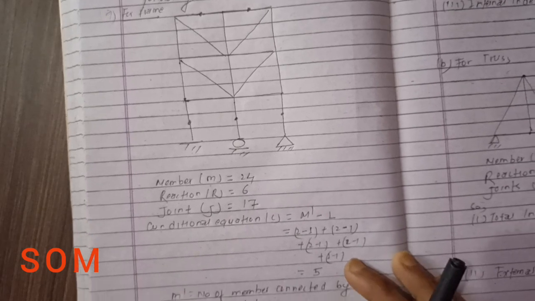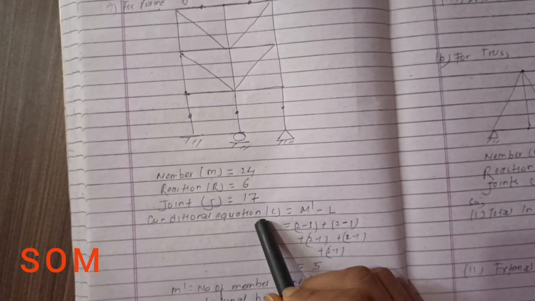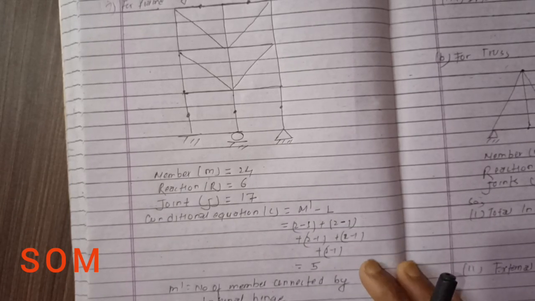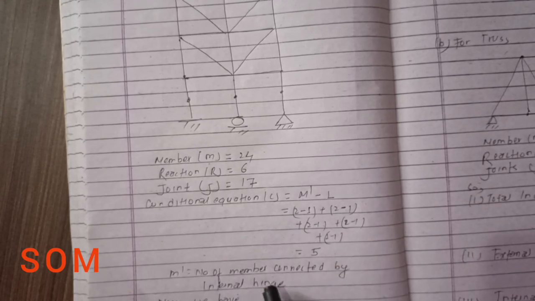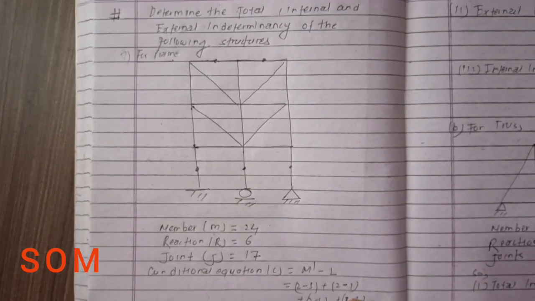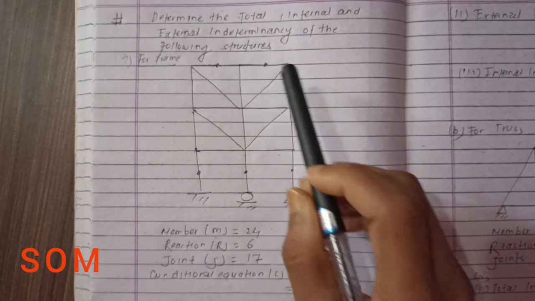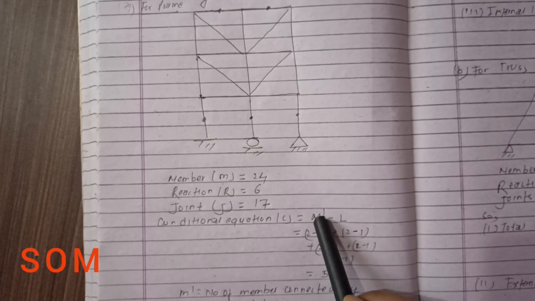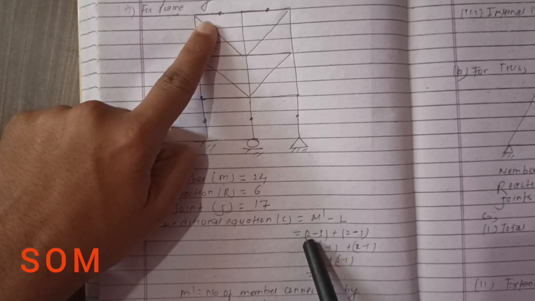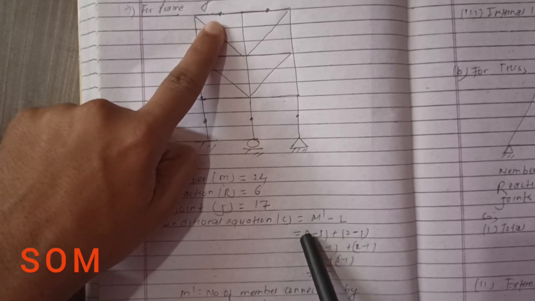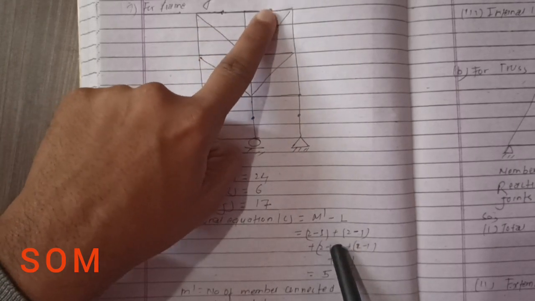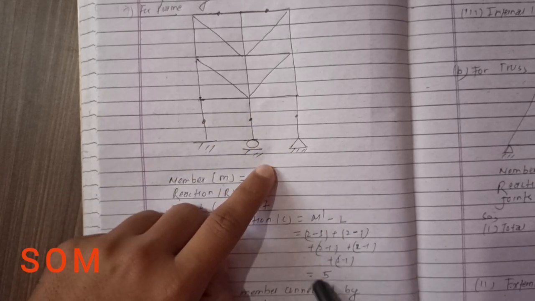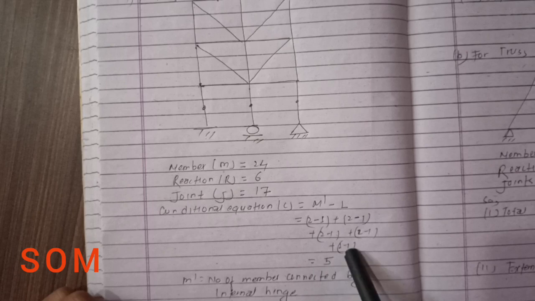You should simply understand. So now coming to the conditional equation, that is C is equal to m dash minus 1. You must be wondering what m dash is. M dash is simply the number of members connected by the internal hinge. So there are 5 internal hinges, and this is the formula to find the conditional equation, m dash minus 1. For the first hinge, how many members are connected? 2, so 2 minus 1. For this again 2 minus 1, for this again 2 minus 1, and for this hinge there are 2 members connected, so minus 1. If you do this you get 5. So C, the conditional equation, is 5.